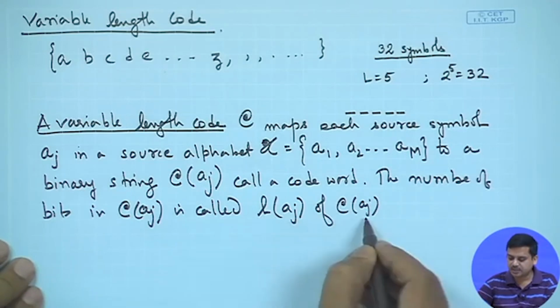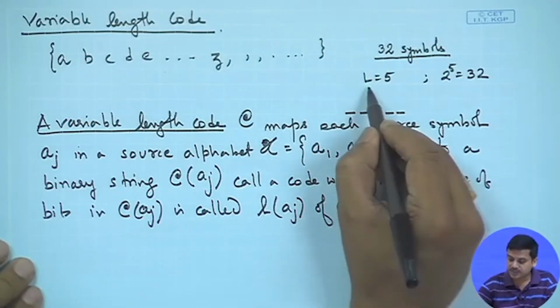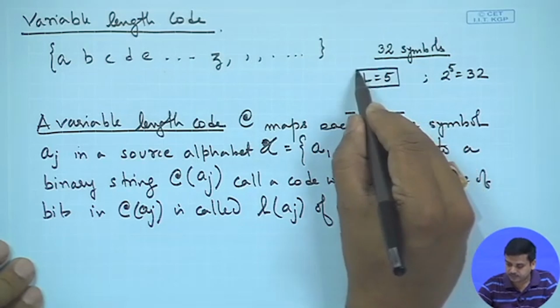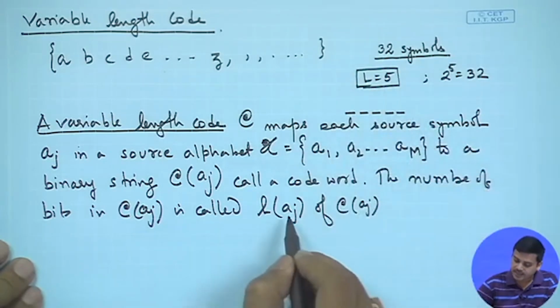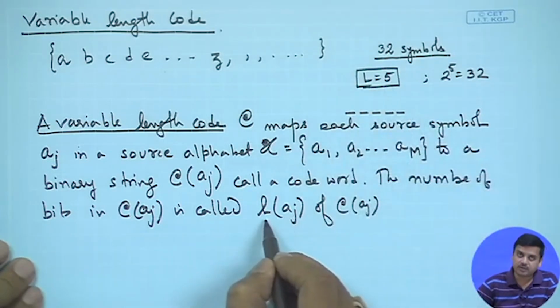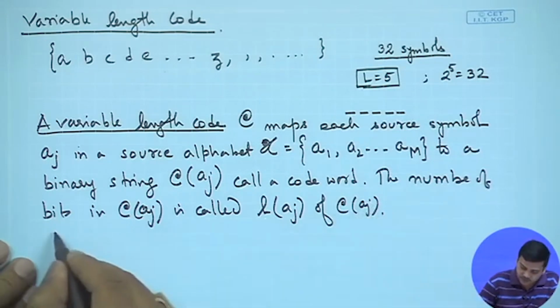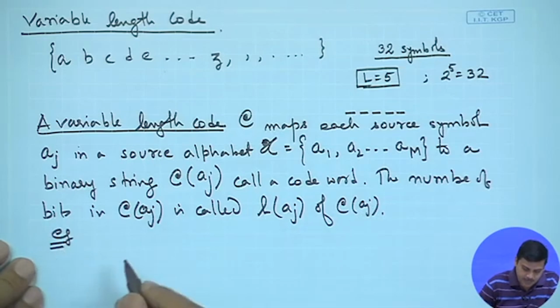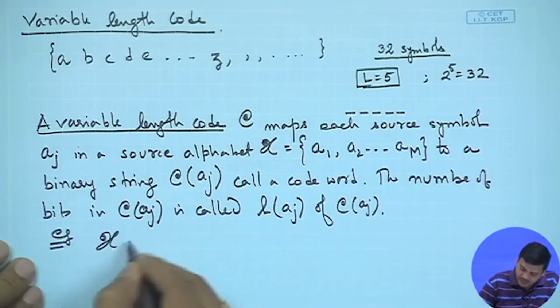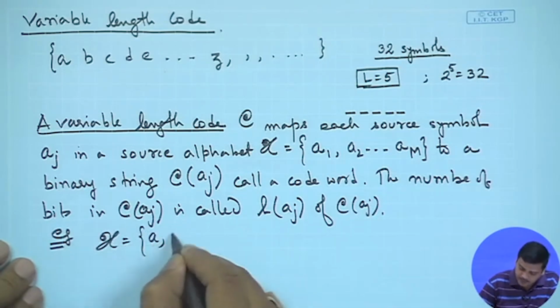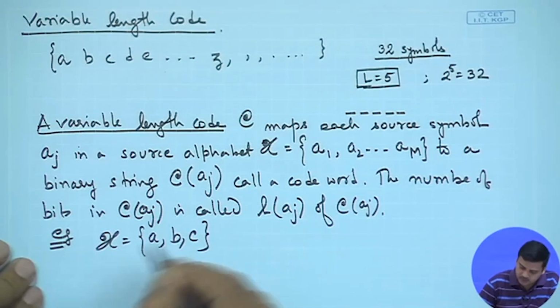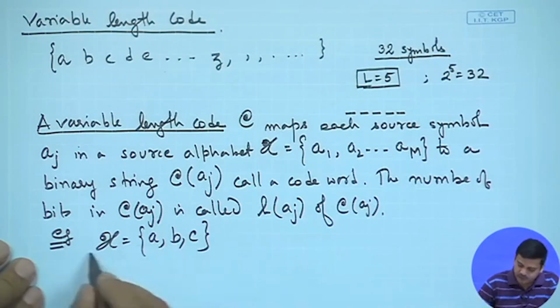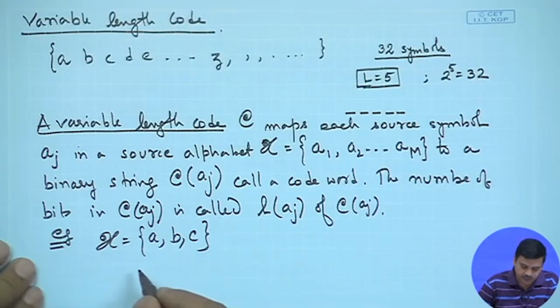Now, this is an additional thing. In case of fixed length code, we said it is a fixed number. In this case, every symbol will have a certain number of bits assigned to it. For example, if we take a particular example and let us say our X contains A, B and C, a simple source like this, the lengths could be, or the codes, let us look at the codes.